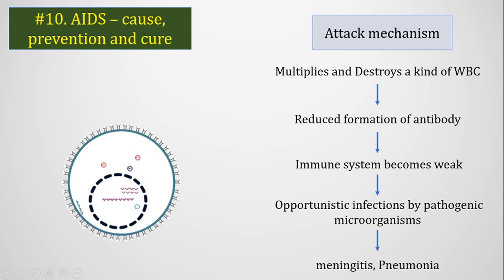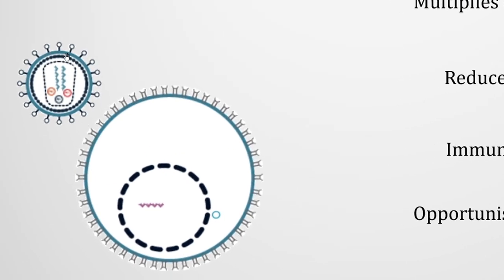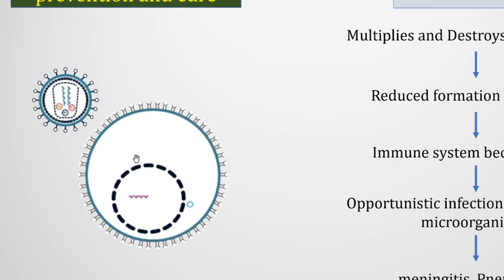As a result, meningitis, pneumonia, bronchitis, and different types of bacterial or fungal infection take place in the body. So if we observe this animation, we can understand how the HIV virus enters into the WBC and then rapidly multiplies in it. So here we see the HIV virus is coming, and it wants to penetrate inside the T helper white blood cell that it is entering.